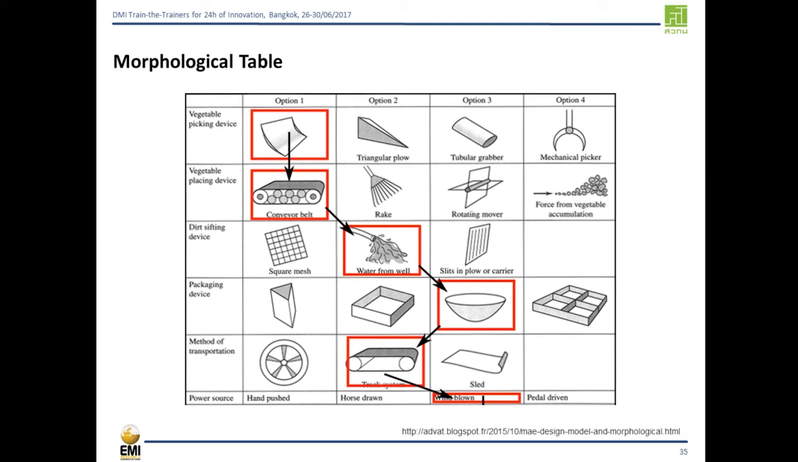Exactly, yeah. So this matrix helps you to think about different options, so then you could split the team and say, you work on this prototype, you work on this prototype, you work on this prototype, for example. After that, when we get these prototypes, then is when it comes to selection techniques. Or then you have to have some criteria.